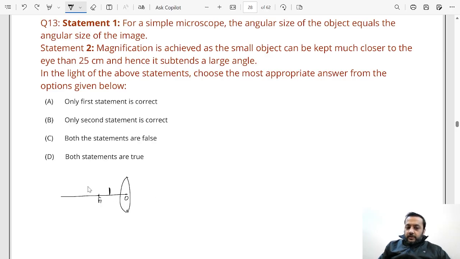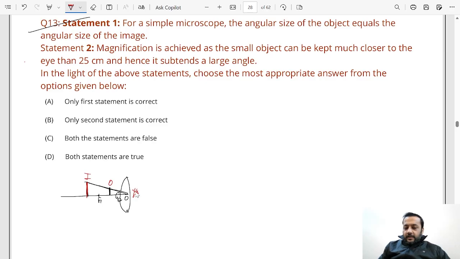So in this case, the image is formed like this, and if you join this, this angle is called theta. This theta is nothing but the angular size of the object and also the angular size of the image, which is what statement 1 is saying. That means statement 1 is correct. Magnification is achieved as the small object can be kept much closer to the eye than 25 centimeter, and hence it subtends a larger angle. Of course it is right, because when you are looking using the microscope, eventually you will be looking at this image. This is the image, this is the object.